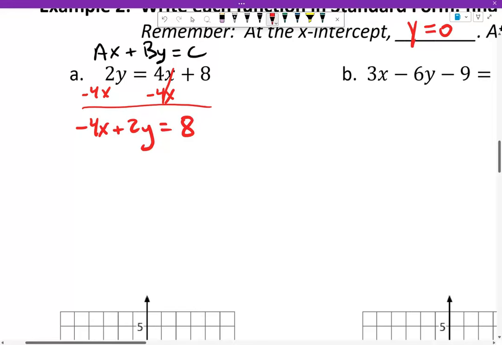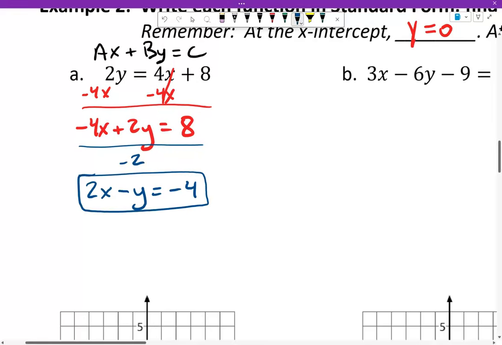Now two things have to happen here. One, we want a positive leading coefficient. And also, all of these are even. I can divide them all by 2. So let's divide by -2 to take care of both of those things. We'll get a positive 2 on our first term, and then we won't have any common factors to divide out. So there's our standard form, 2x minus y equals -4.